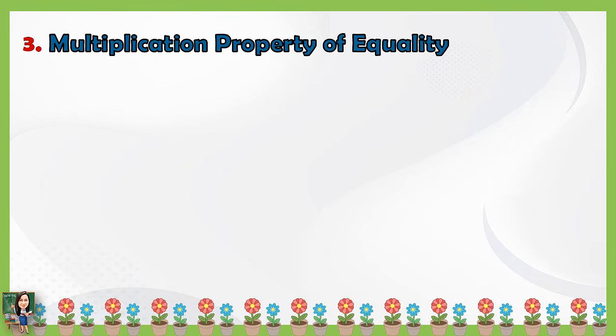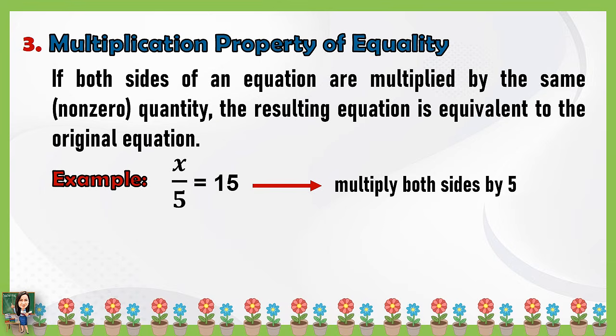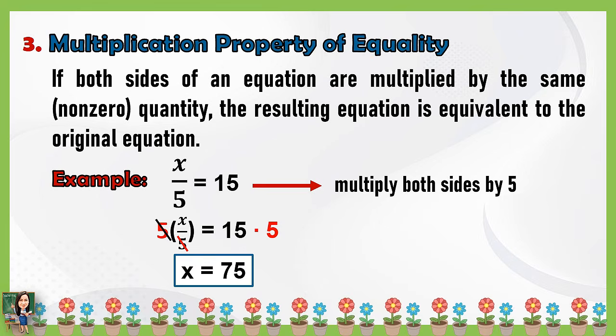The third one is multiplication property of equality. If both sides of an equation are multiplied by the same non-zero quantity, the resulting equation is equivalent to the original equation. For example, x over 5 equals 15. Multiply both sides by 5, and that is 5 times (x over 5) equals 15 times 5. Then cancel 5 and the denominator 5. The remaining is x. Then multiply 15 times 5 equals 75. So the answer is x equals 75.